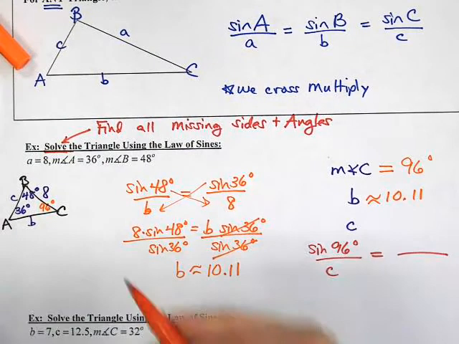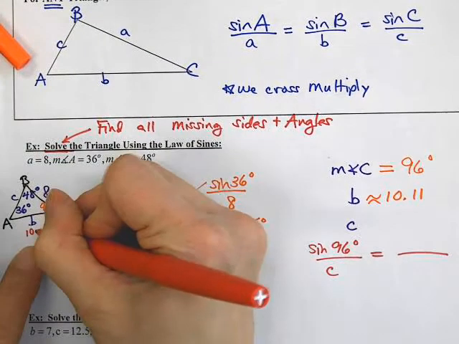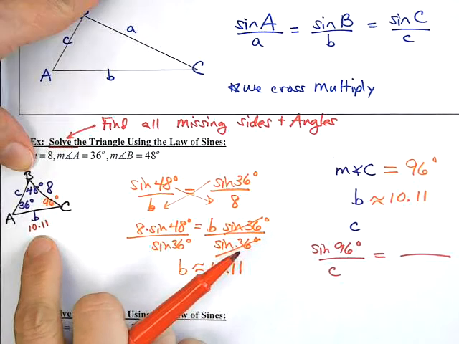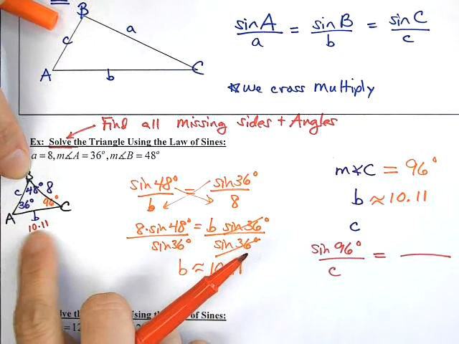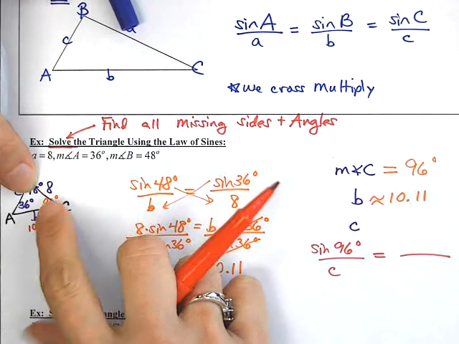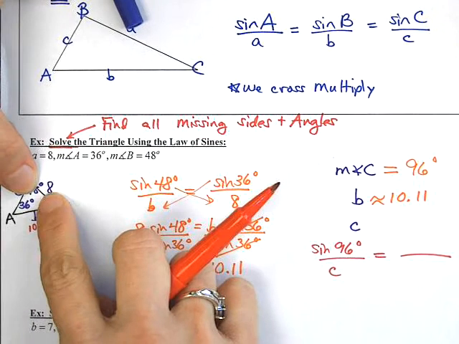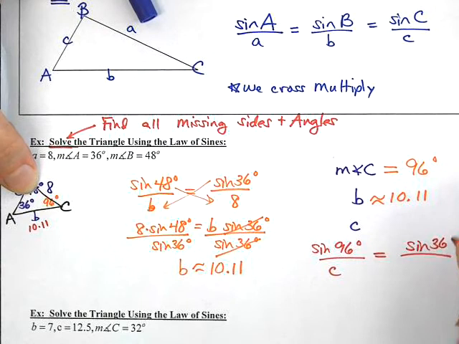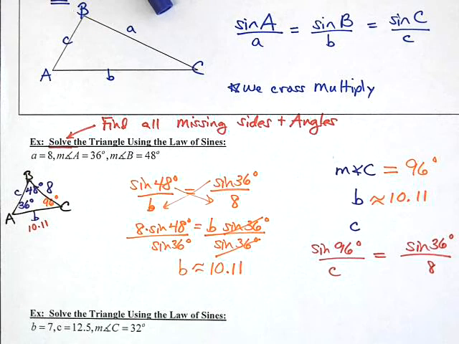Let's see, I know side B is 10.11, but that was approximately equal to. So if I could avoid that number, I will. Maybe I don't want to use the chopped number. Let's go with these other two again. Let's use 36 degrees and the 8. Those are exact, so that'll be nice. Sine of 36 degrees divided by 8. Sometimes it's impossible to avoid using one of the rounded answers, but if you can avoid it, then go ahead.